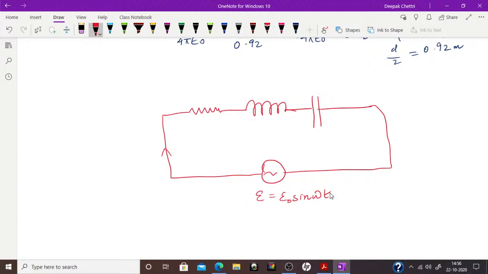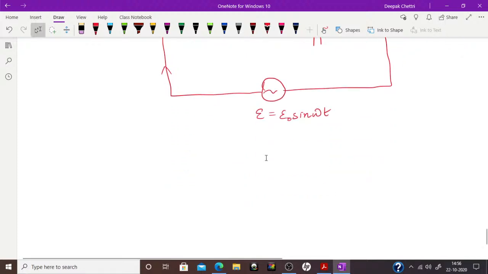But it will not be in phase. That means they will not travel together. The EMF and the current will not travel together. But under one condition they can travel together. What is that condition they are asking?